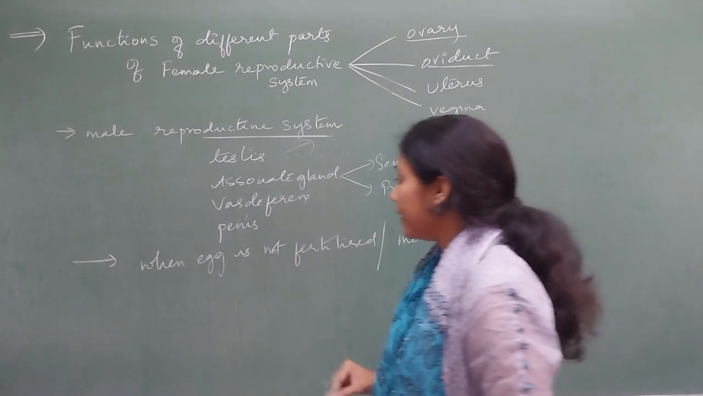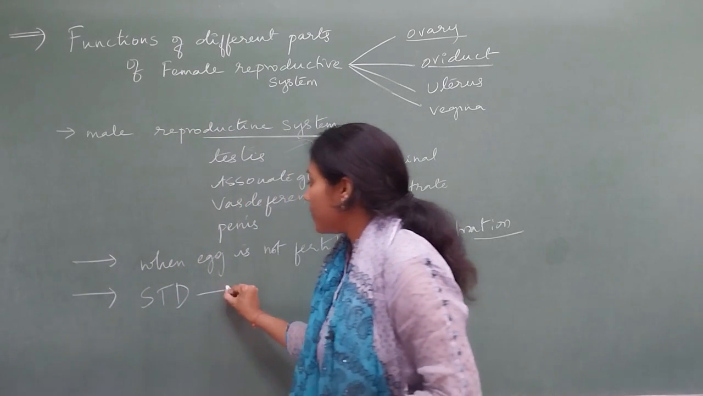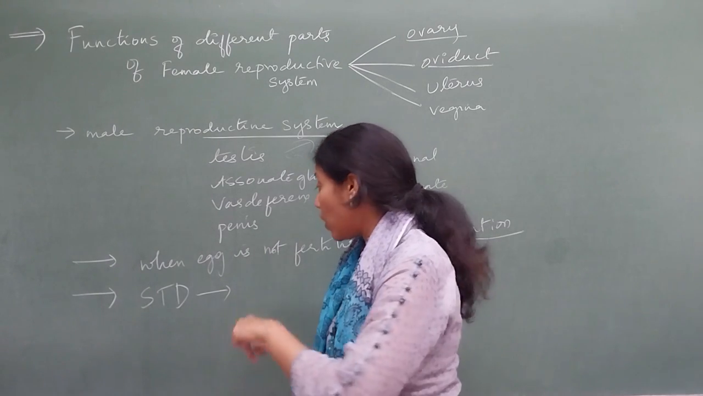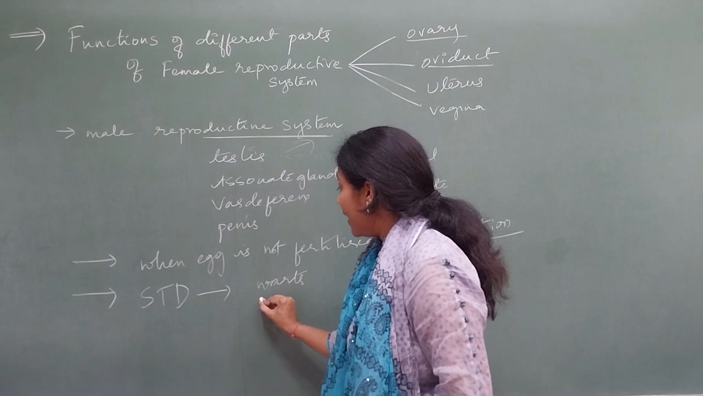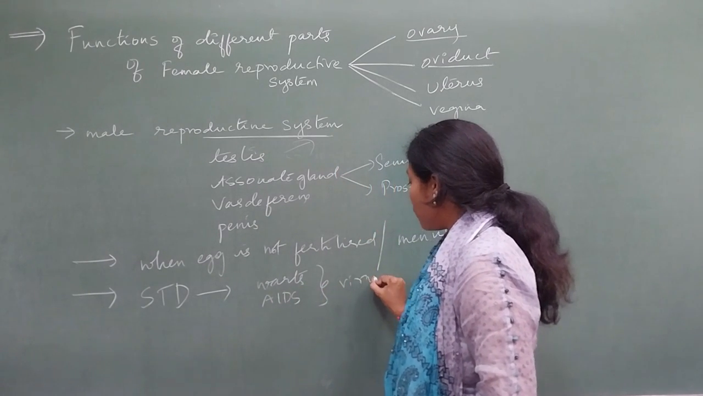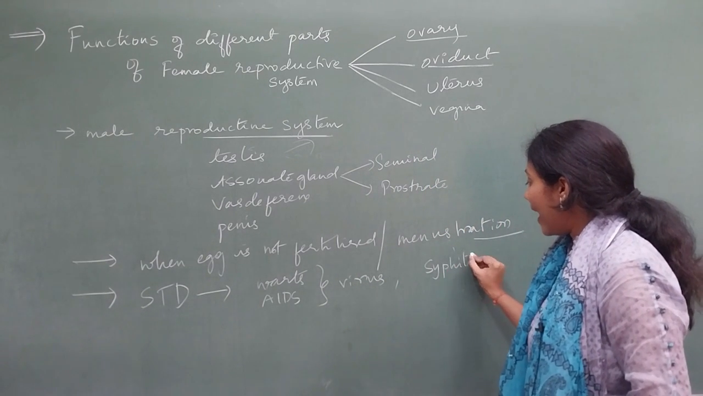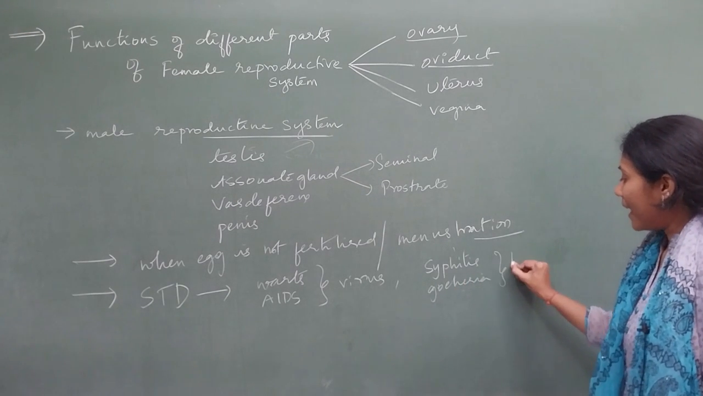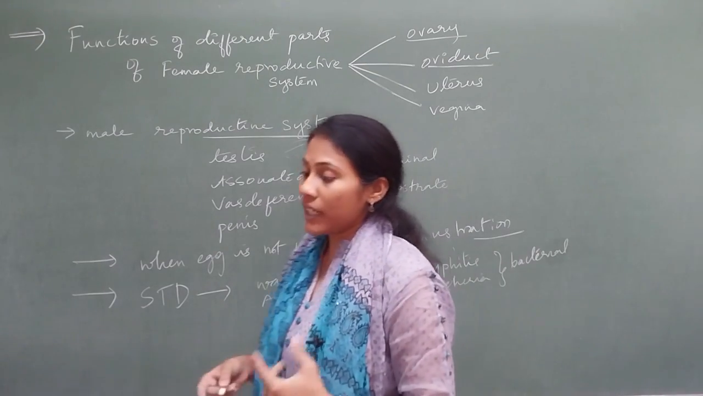This is also important. And finally, you have STDs, sexually transmitted diseases. How to prevent sexually transmitted diseases and what are sexually transmitted diseases? You have warts and HIV, AIDS, which are caused by viruses. These are viral diseases. And later you have syphilis and gonorrhea, both bacterial diseases.